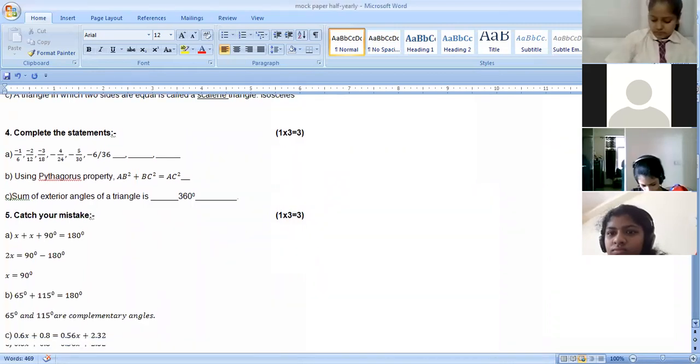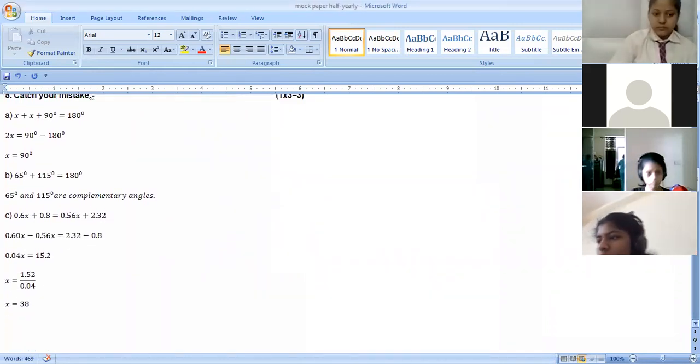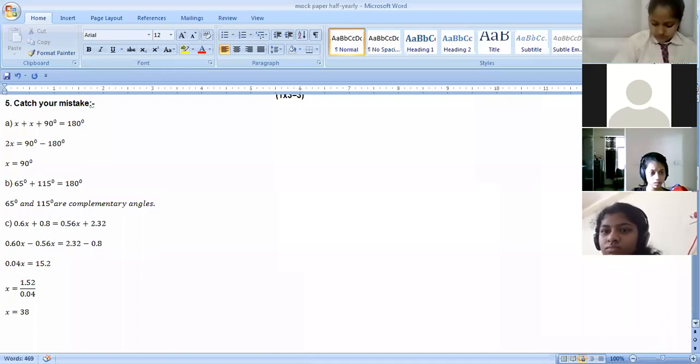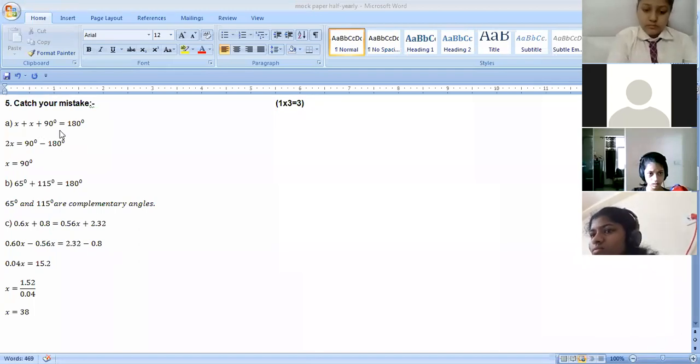Catch your mistake here. Next question is catch your mistake. X plus 90 degrees is equal to 180 degrees. 2x is equal to 90 degrees minus 180 degrees. X is equal to 90 degrees. What is the mistake over here?